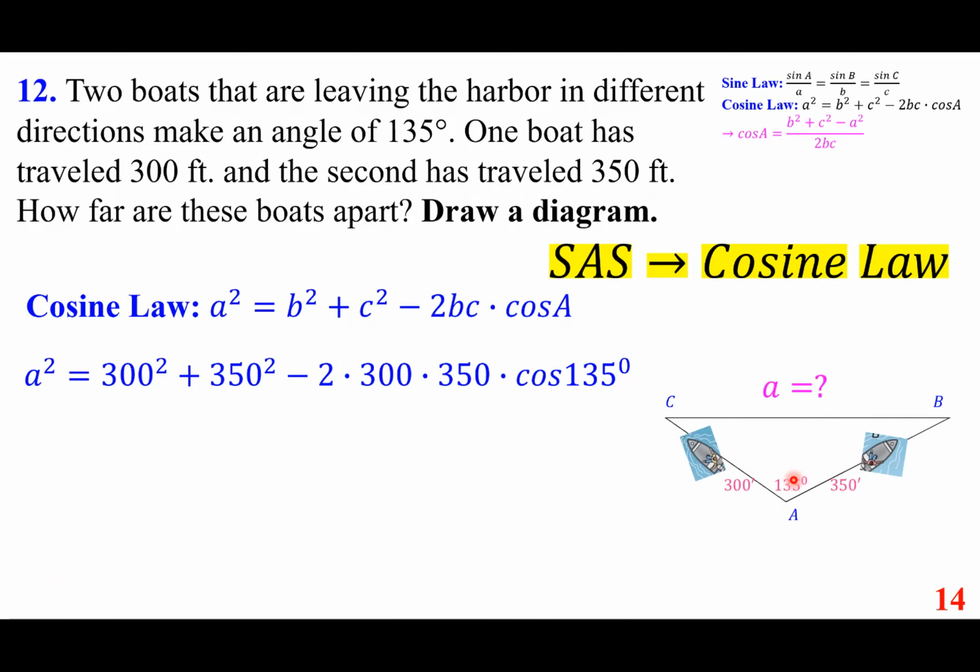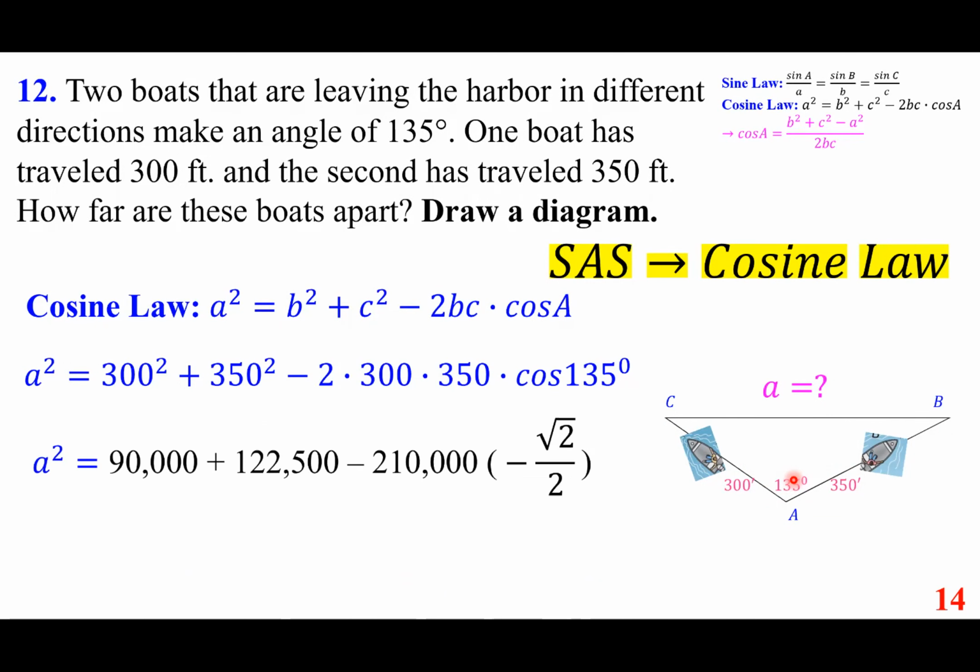We plug it into a calculator. By the way, 135 degrees is a common angle. For 45 degrees, cosine is square root of 2 over 2. For 135 it is the negative of that. And that gives us this answer. We take a root of that, and A becomes 600.83 feet. It's about 601 roughly, the distance between the two. Right now, it's a little bit over 600 feet.